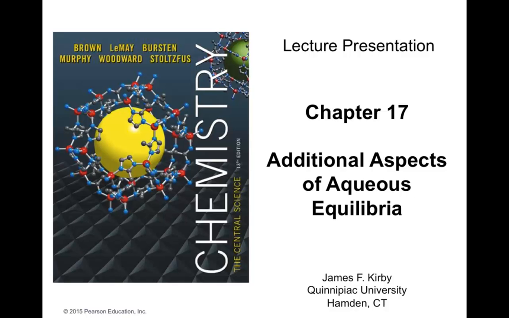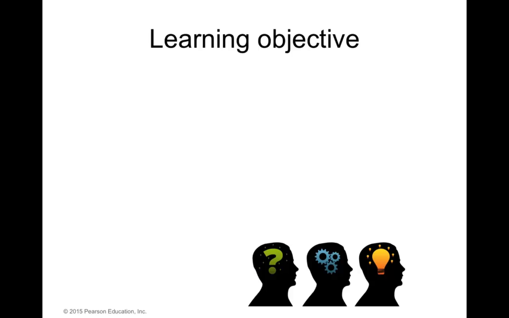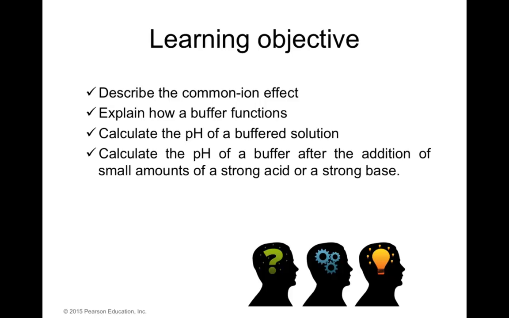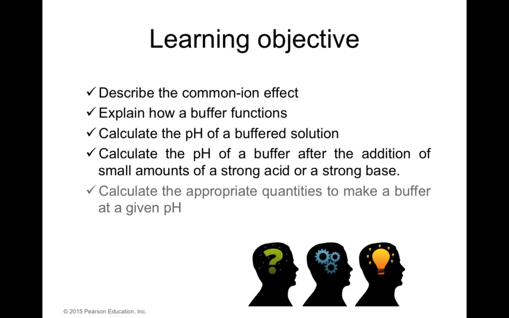During this module, we'll be talking about additional aspects of aqueous equilibrium. After this module, you will be able to describe the common ion effect. Also, you will explain how a buffer functions, and you'll be able to calculate the pH of a buffer solution, and also calculate the pH of a buffer after the addition of small amounts of a strong acid or a strong base. And finally, you will calculate the appropriate quantities to make a buffer at a given pH.